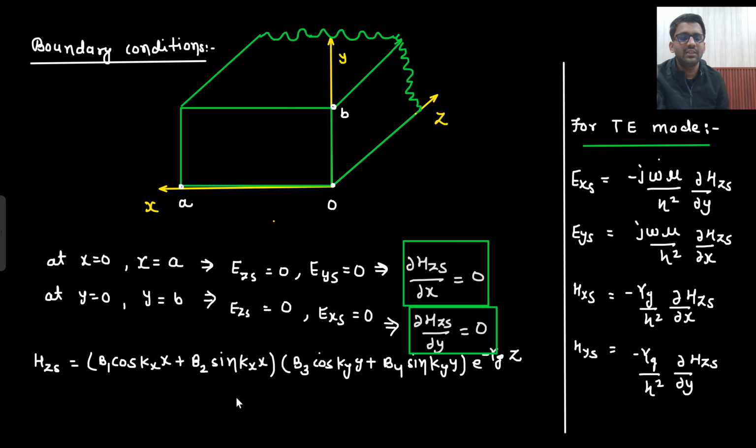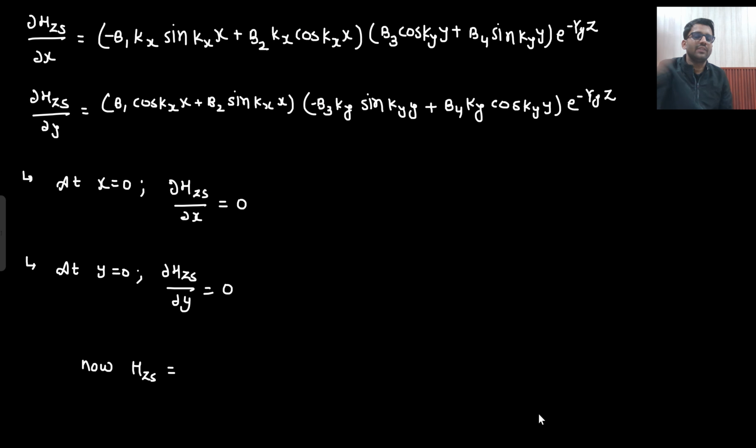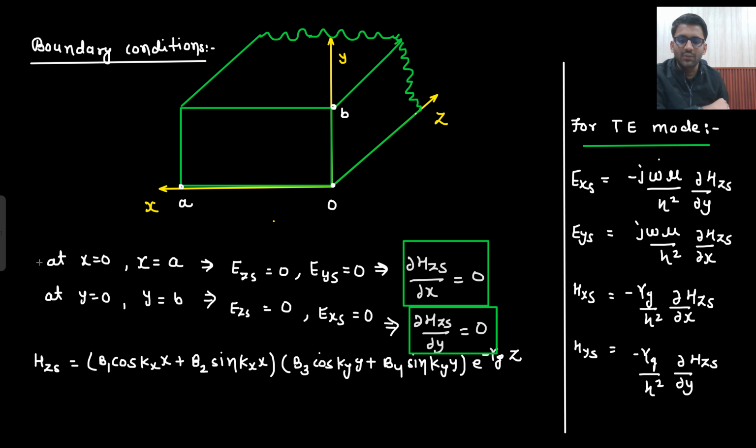And what about del hz by del y? This will remain there as it is, b3 ky minus sin ky y plus b4 ky cos ky y, and e to the power minus gamma z will remain there as it is. So this will be the differentiation. Very simple mathematics we need to do. Now we need to apply that at x equals 0 and x equals a, and at y equals 0 and y equals b, we are having these conditions.